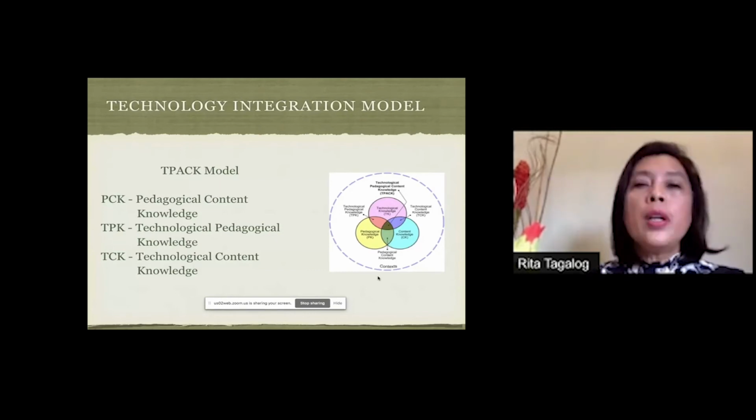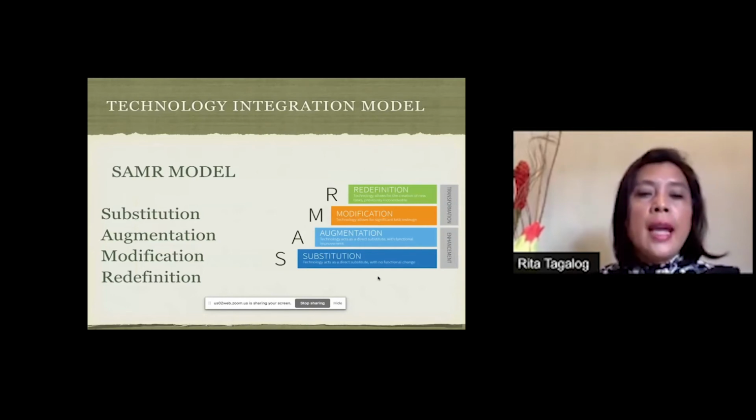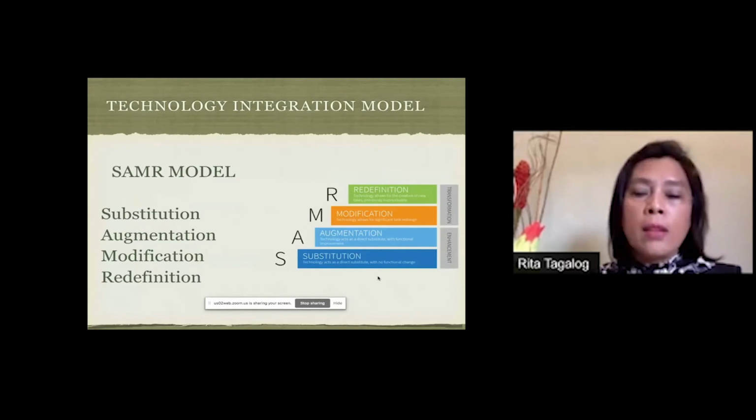Another model that speaks for the integration of technology is what we call the SAMR model. The SAMR model represents substitution, augmentation, modification, and redefinition. In the image, you can see here that the first two stages represent technology serving as an enhancement of learning. But the second two stages, the modification and redefinition, now move the technology into a more transformative tool in teaching.